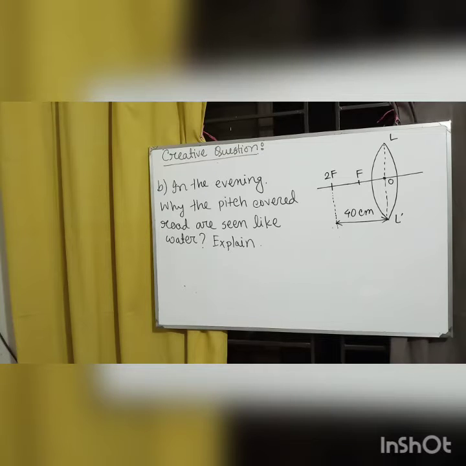Our question B is, in the evening, why are the pitch covered roads seen like water? Explain. Okay, so the explanation is, we know that during summer the layers of air adjacent to the road remain very hot. As a result, lower layers become hot and lighter, but the upper layers are comparatively colder and denser.